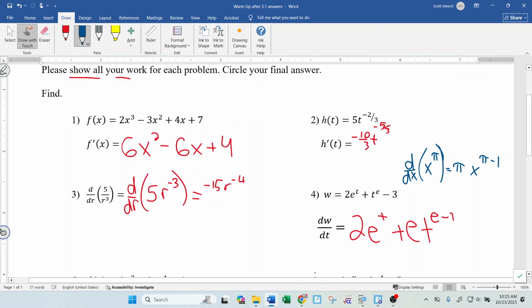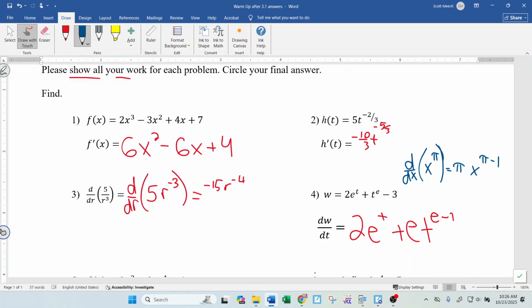So as you look at these, just a few things for us to understand. First off, you'll notice there are 3 different ways of writing the derivative here. If I have f of x, the derivative is f prime of x. If it's h of t, my derivative is h prime of t, right? The variables stay the same.